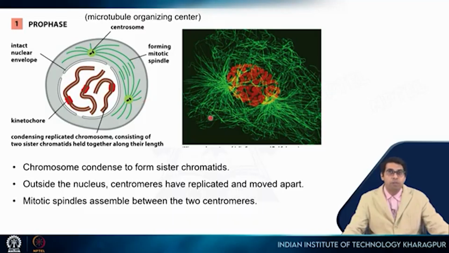This is an actual fluorescence image. In this case, the DNA is colored red. That is a red dye, and the microtubules are colored green because they have bound to green dye. So, we will see these two images for all the different stages, right. Now, mitotic spindles assemble between the two centromeres. So, these are the mitotic spindles.